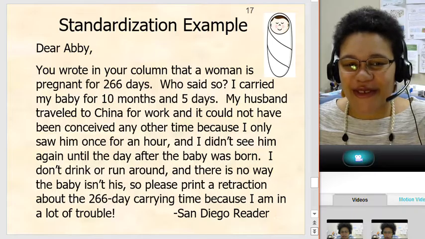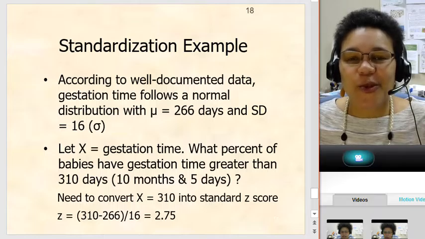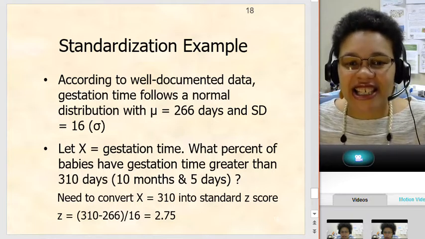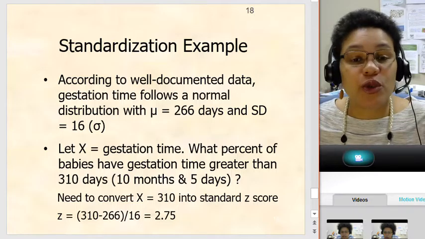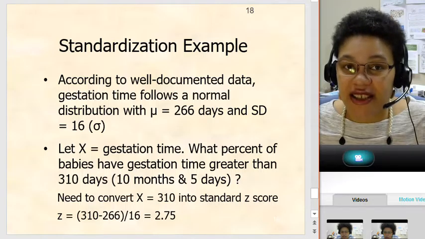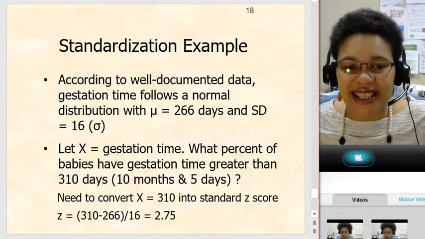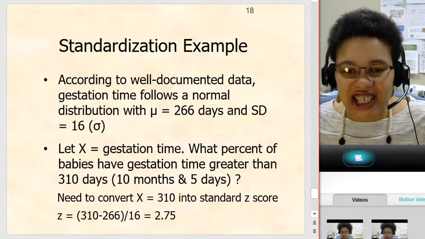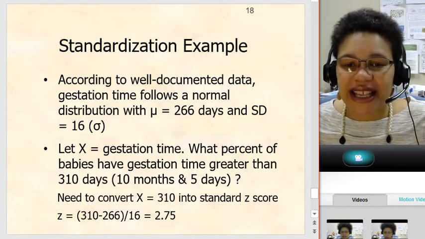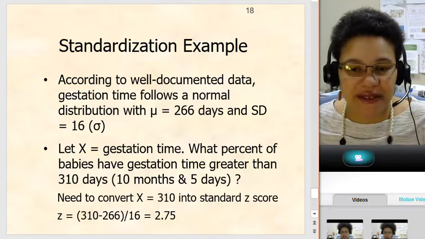What's the probability of carrying a baby for 10 months and 5 days? According to well-documented data, gestation time, pregnancy time, follows a normal distribution with a mean of 266 days and a standard deviation of 16 days. So mu is 266, sigma is 16. If X is the gestation time, then what percent of babies have gestation times greater than 310 days, which would be 10 months and 5 days?